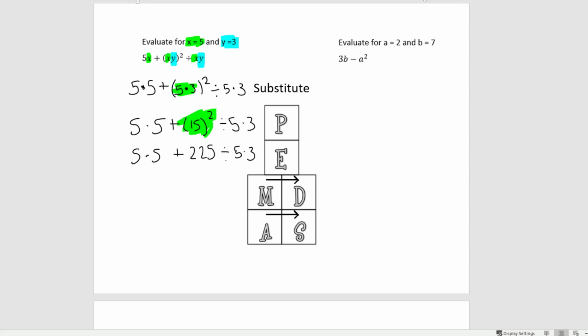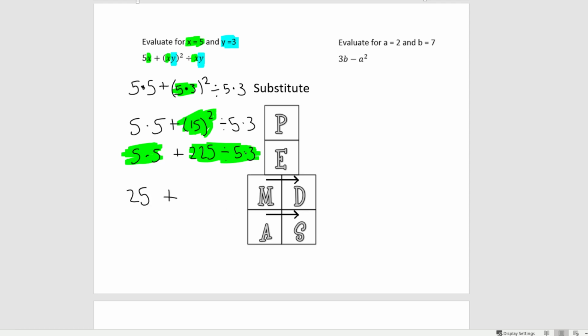Divided by 5 times 3. Next, we have multiplication and division. We're going to do both at the same time, so I'm going to highlight everything that matters here. We have 5 times 5 here. I got to do that multiplication. I have a division here, and I have a multiplication here. So I'm going to do all that. 5 times 5 is 25.